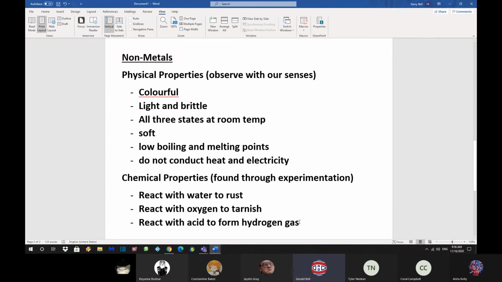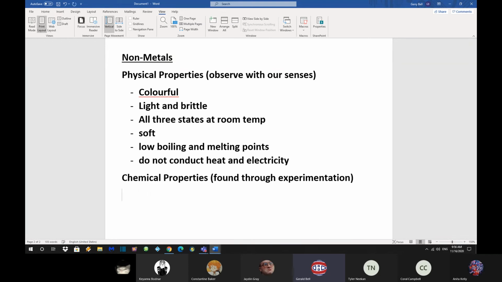Chemical properties are easy because essentially nonmetals don't react with anything. They're just very non-reactive. If you throw them in acid, they're just going to float around. You throw them in water, they're just going to float around. They are oxygen, so they're not going to react with that. So let's just summarize this by saying, do not react with water, oxygen, or acid. And all those three things are made of nonmetals already. Water's made of nonmetals, oxygen is a nonmetal, and acids are also made of nonmetals. So there is our summary of nonmetals. Now that leaves us with the metalloids.